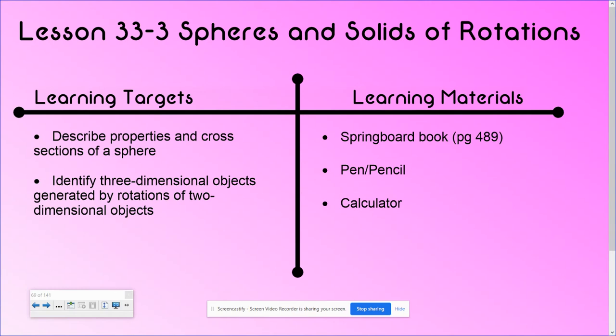Lesson 33-3 is going to talk about spheres and solids of rotations. So we're going to learn some properties about spheres and their cross-sections, and also identify three-dimensional objects generated by rotating a two-dimensional object. So open your Springboard book. We are on page 489.